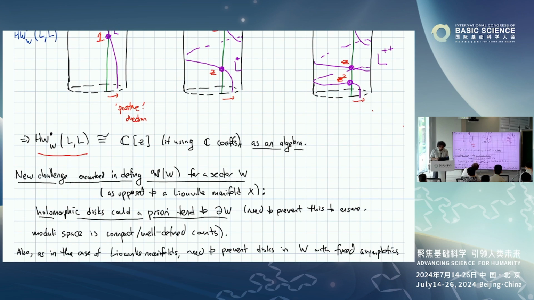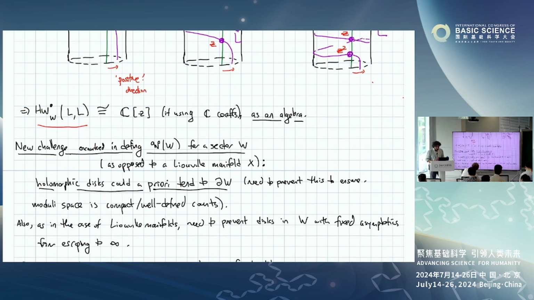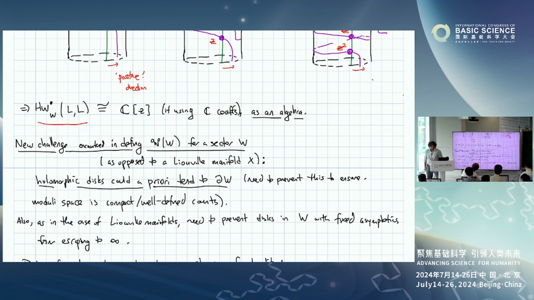Okay, so let me tell you a little bit about just a select technical detail in how we define the wrapped Fukaya category of a sector W. There's one new challenge that we run into as opposed to the definition for Liouville manifolds. And this is the primary thing, but there are a number of other details, but probably this is the newest.